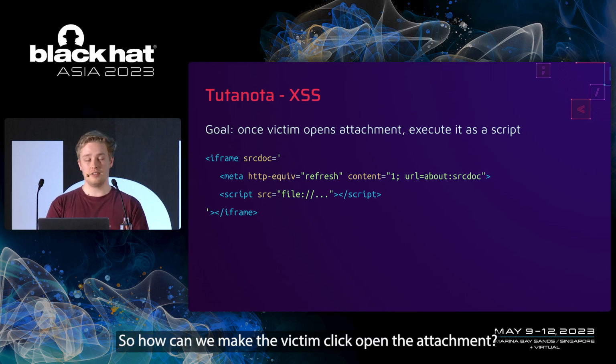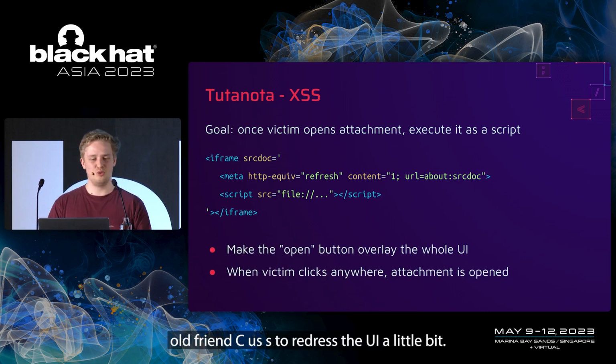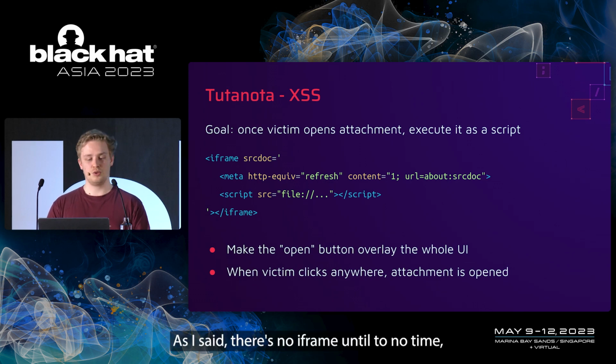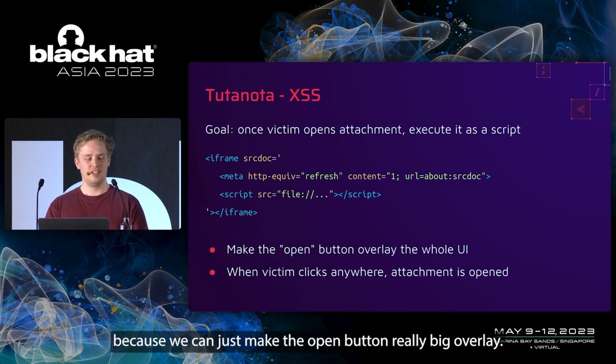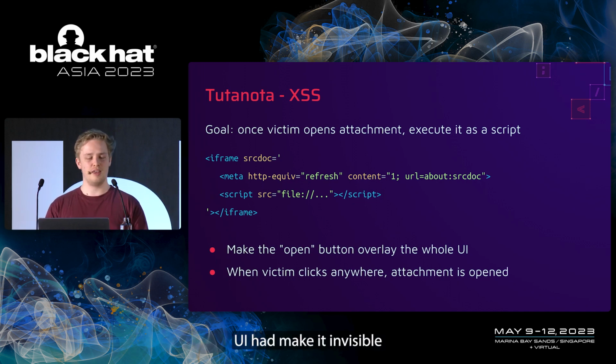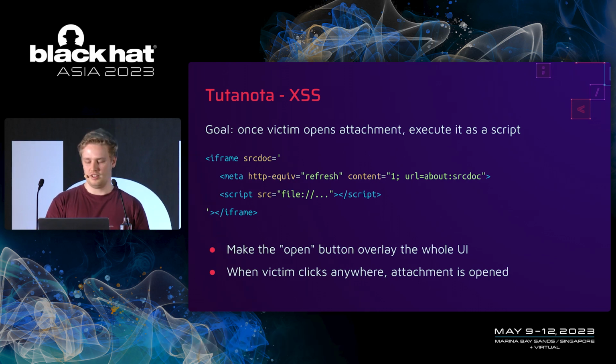So how can we make the victim click open attachment? Well, we can use our good old friend CSS to redress the UI a little bit. As I said, there's no iframe in Tutanota, which also means that all the styles contained in the email body will apply to the whole UI and not only to the email. This is good because we can just make the open button really big, overlay the whole UI, and make it invisible. Then once the victim clicks anywhere, they actually click the button without knowing it.